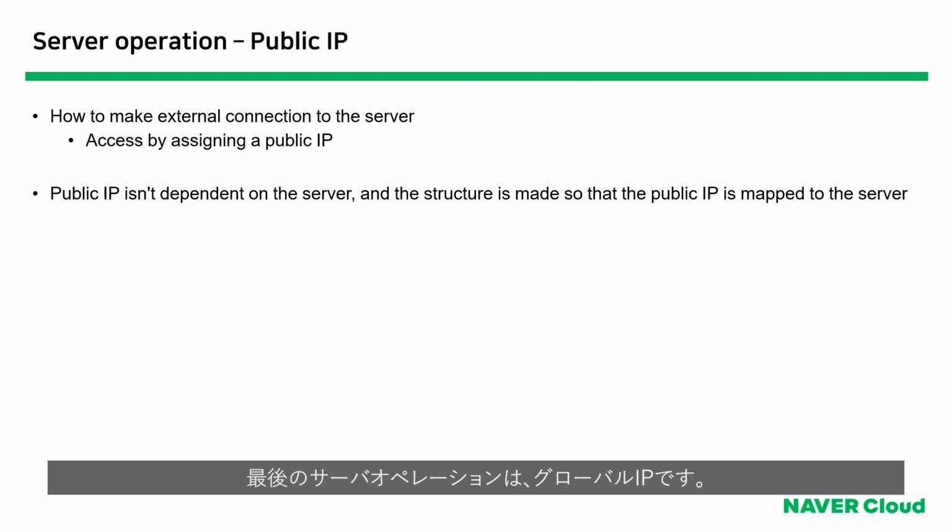The last server operation to look at is public IP. When accessing a server on NAVER Cloud Platform from the outside, you can access it using public IP. The public IP assigned to the server is not server dependent, so you can assign and remove public IPs to and from the server.